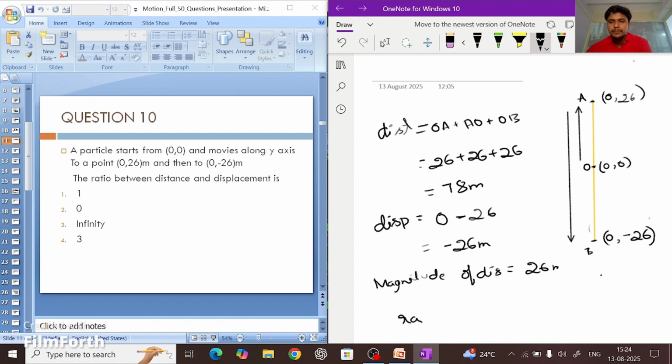So the ratio of distance to displacement is equal to 78 divided by 26, which is almost equal to 3. Let's go on to the next question.